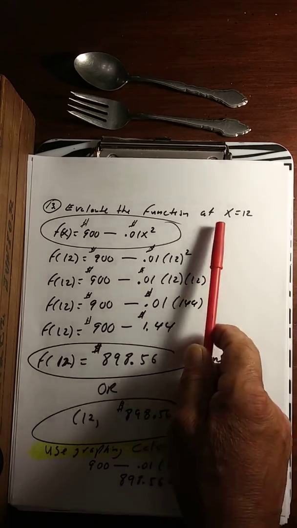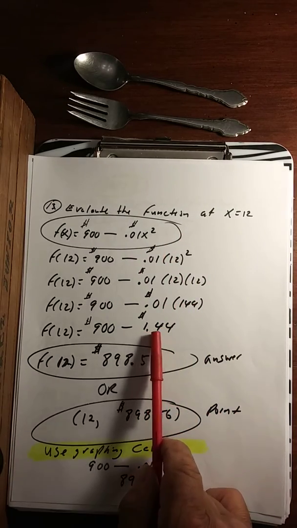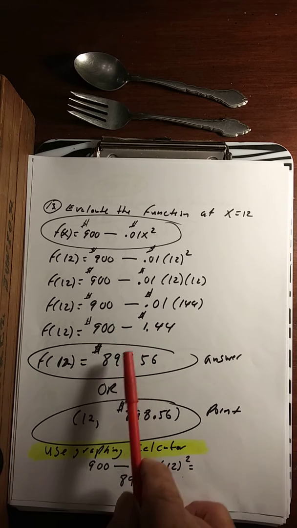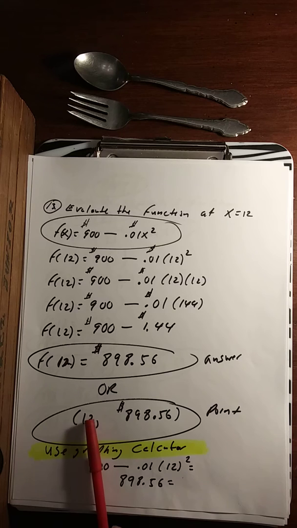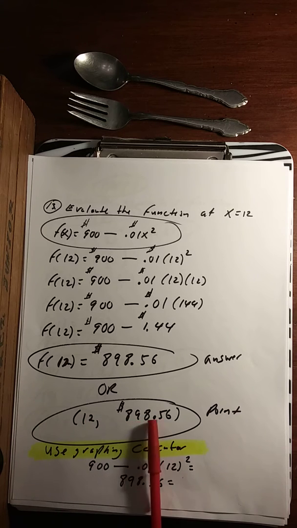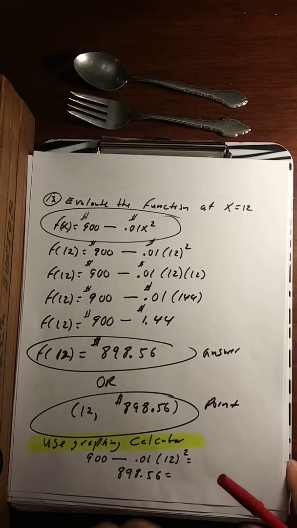Evaluate the function at x equals 12. Put 12 in there. 12 times 12 is 144, times this is 1.44. 900 minus 1.44 is 898.56, or 12 comma 898.56. Or using a graphing calculator, just put the number like this, hit enter, and it'll give it to you.